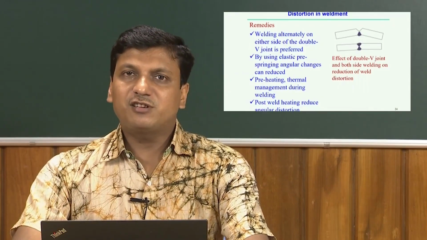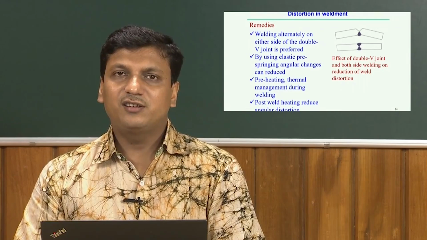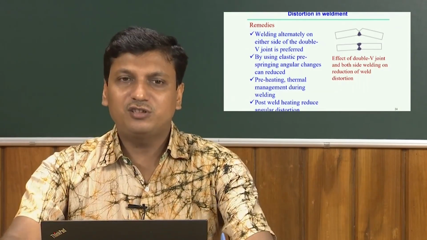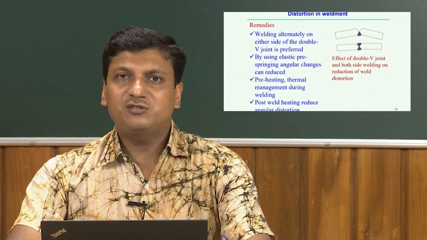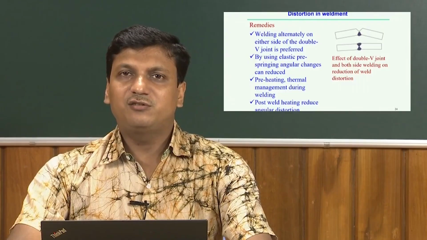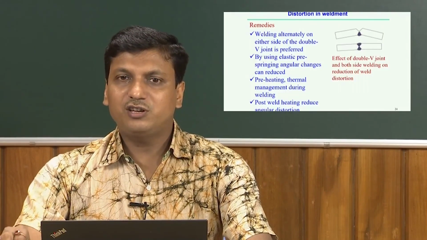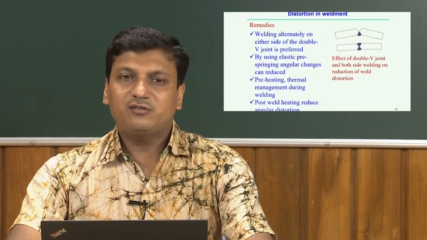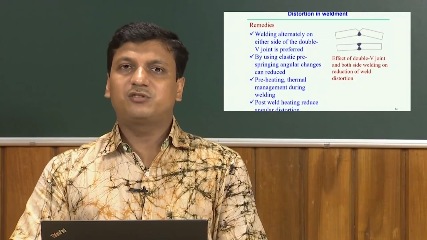Definitely, preheating of the material before welding can also reduce the distortion. Thermal management during welding, that means controlling the thermal cycle, the time-temperature cycle during the welding process, also influences the distortion level of the weld joint. And of course, post weld heat treatment or post weld heating also sometimes reduces the angular distortion.